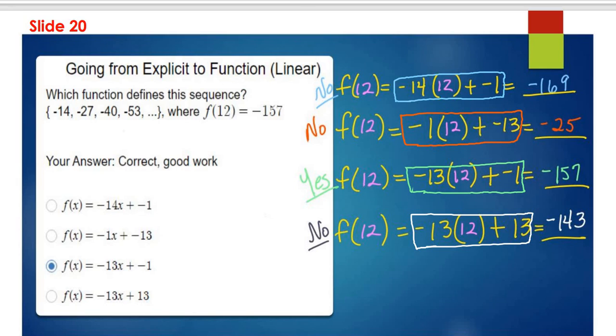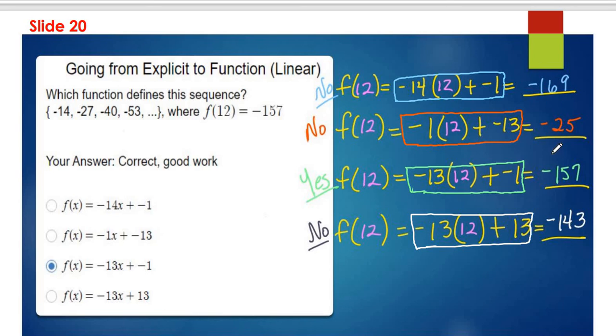Slide number 20, you're going from explicit to function, linear function. Which function defines this sequence? So now, all you have to do, you see this is your x and this is your y. So you're going to take this right here and substitute 12 all the way down in each one of these. Anytime you see an x, you're going to put a 12 in it right here, just like I have. And then put all of this at one time in the calculator, just like you see it right here, and come up with your final answer. And you're looking for a final answer of a negative 157.